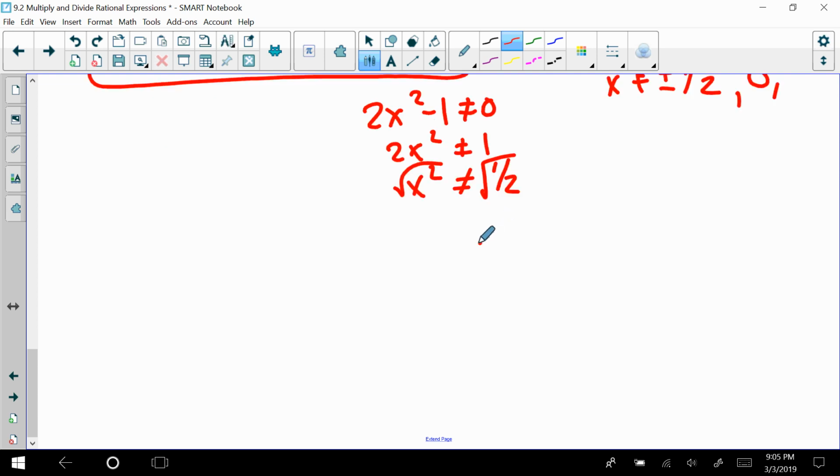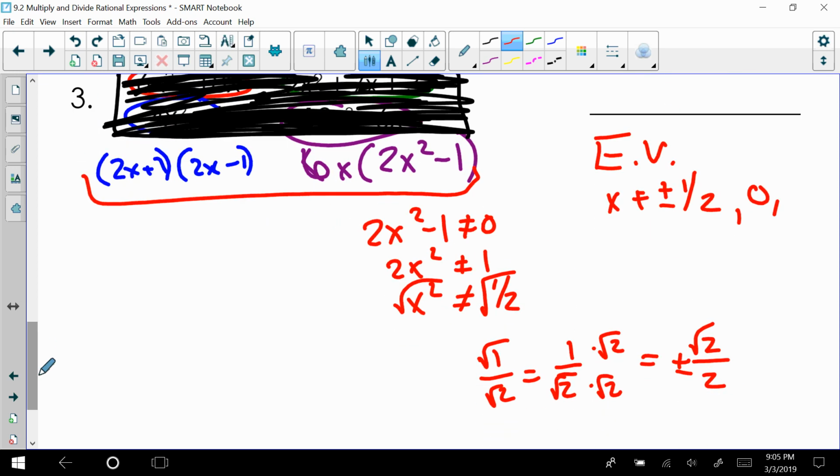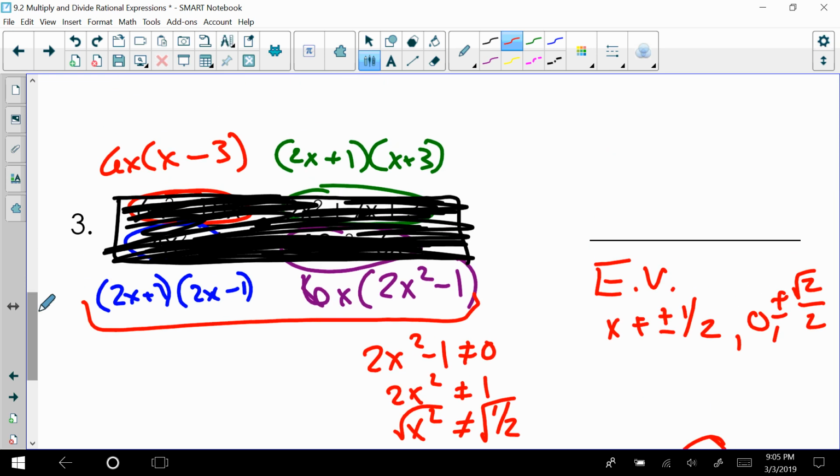What would that be? That would be the square root of 1 over the square root of 2, which is equal to 1 over the square root of 2. Not allowed to leave that. You have to multiply by radical 2, which gives me radical 2 over 2. Don't forget your plus or minus. This thing here also belongs over here. So I have to write it again, plus or minus radical 2 over 2. Now I have my excluded values. That's nice. And I'm ready to start canceling stuff.